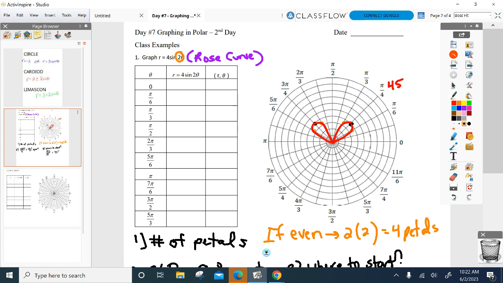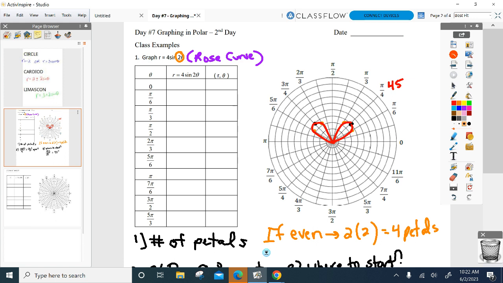All right, go 90 degrees further now. So at 3 pi over 4, increments of 15. Go 90 degrees further, 15, 30, 45. Where do we end up? Anybody? 5 pi over 4. Next petal should start at 5 pi over 4, still a length of 4.